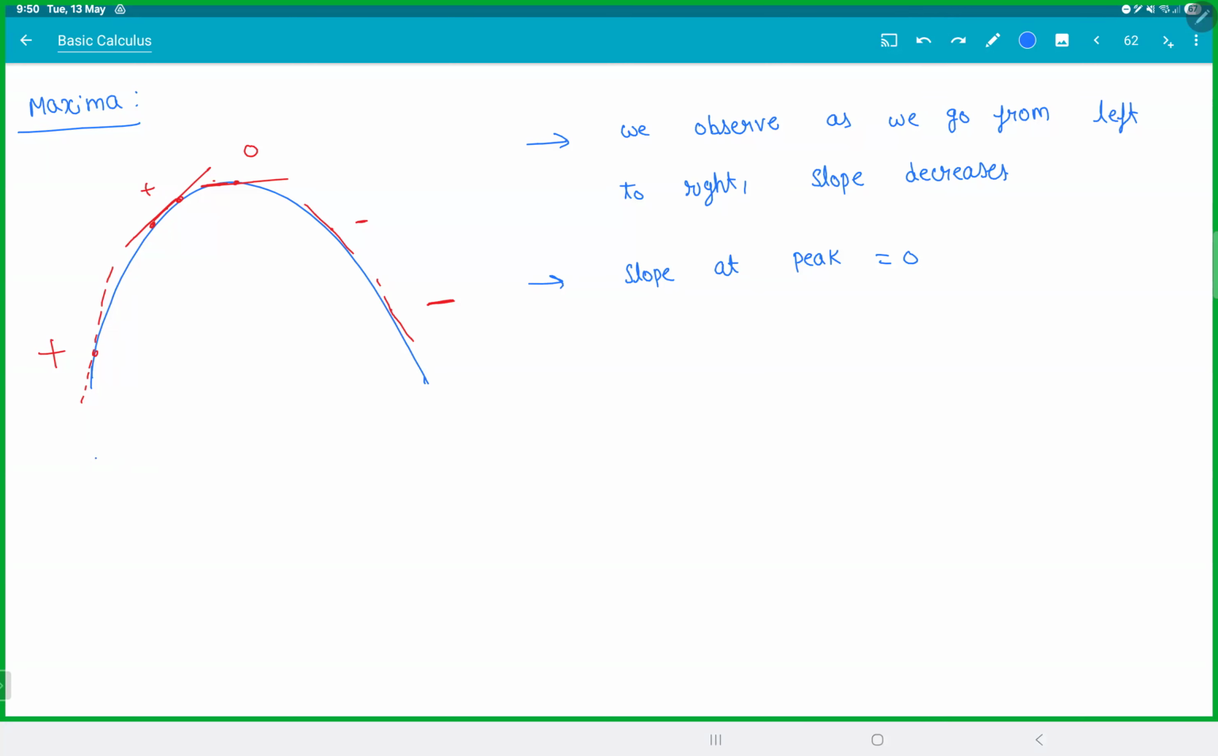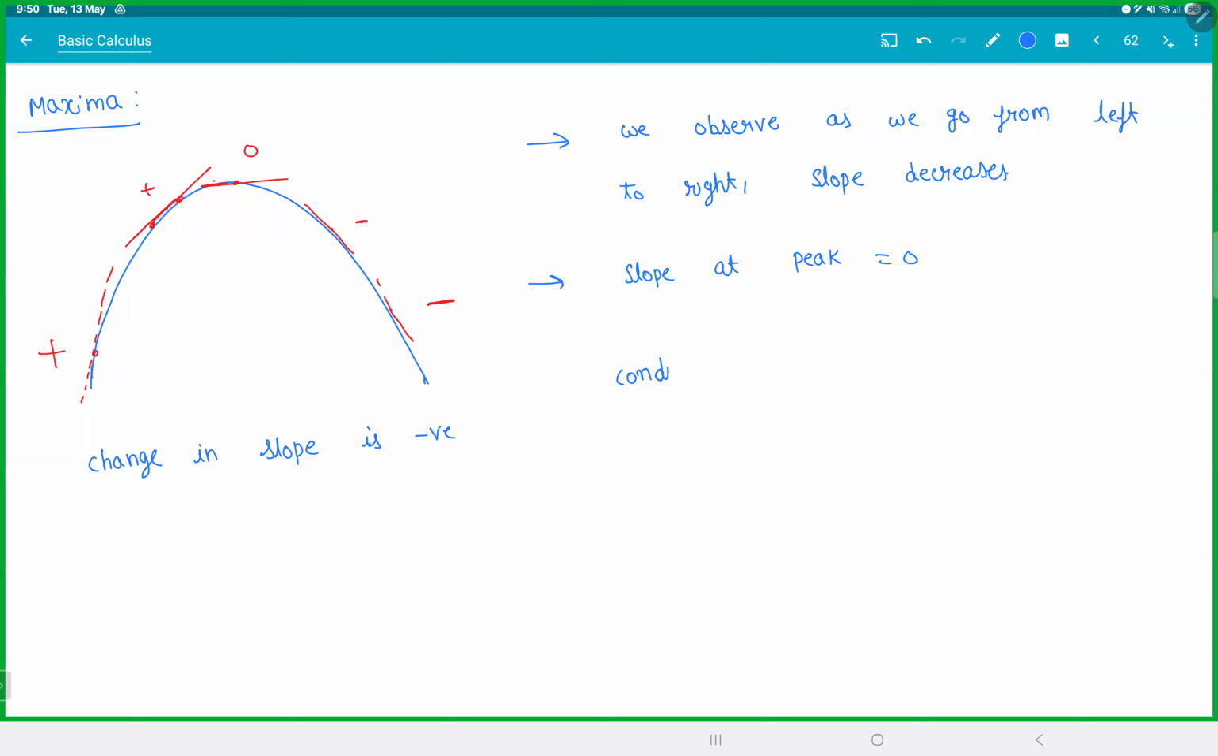And look at the change in slope here. The slope is always decreasing. So the change in slope, what is change? Final minus initial. Look at this. Final is lesser than initial, so it is negative. 0 minus positive is negative. So the final minus initial is always negative here. Change in slope is negative.